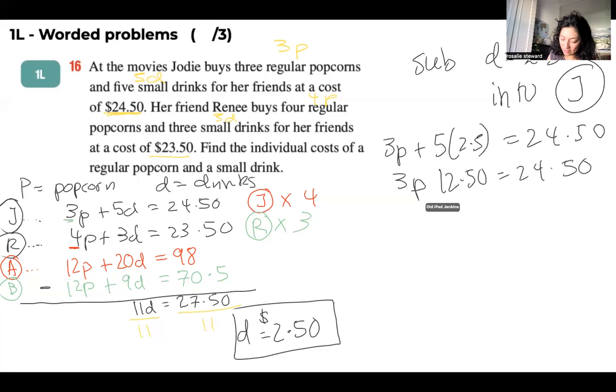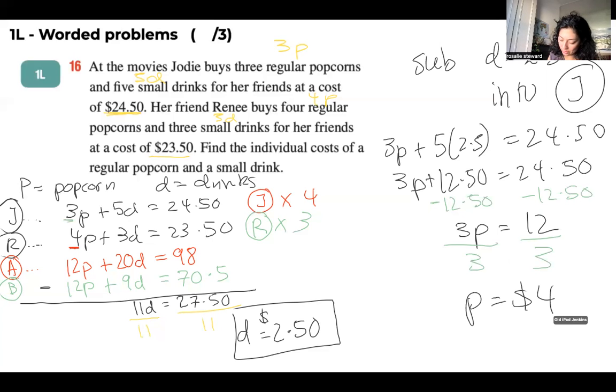Now you want to find out what p is. So you're going to get p by itself. Let's get that $12.50 out of there. So let's subtract it from both sides. And that will leave me with 3p on the left equaling 12. Nice. That was not too bad either. Now let's divide both sides by 3. So you have popcorn being equivalent to $4. Woohoo, nice. That is how much everything costs.